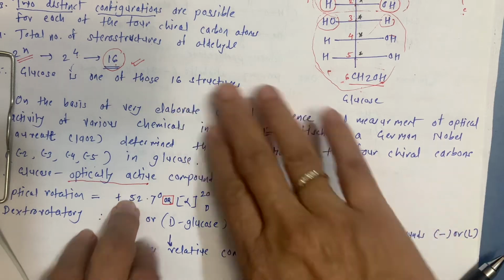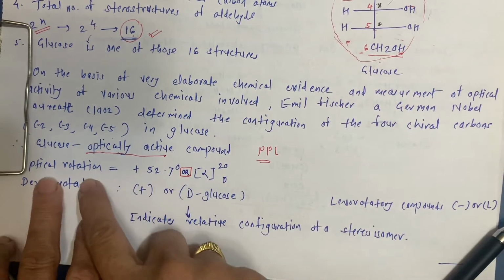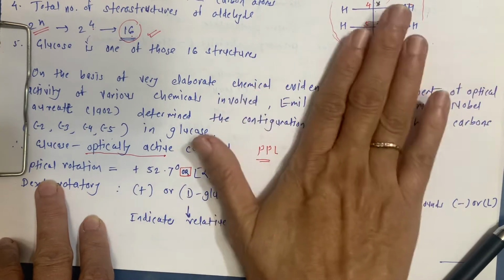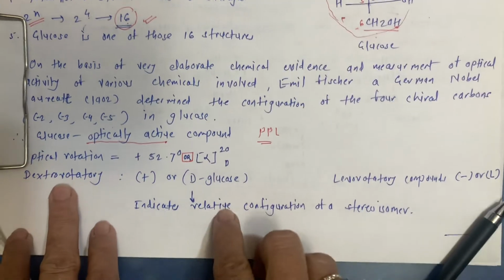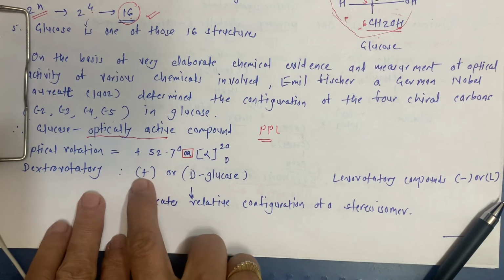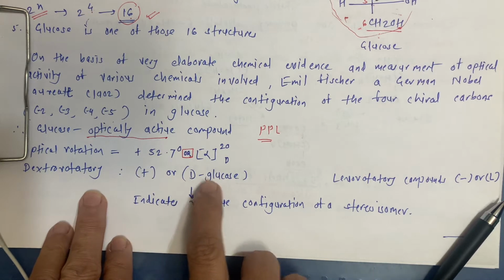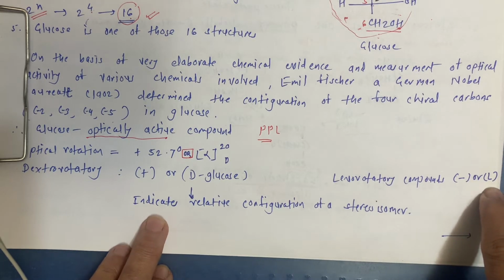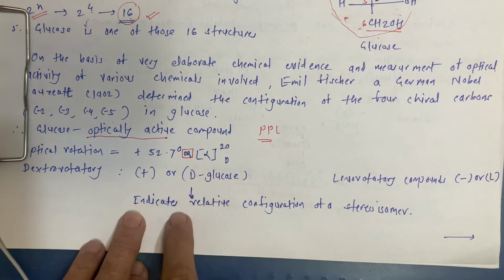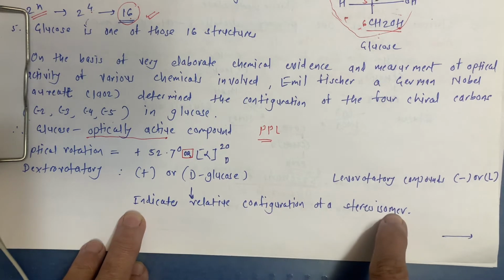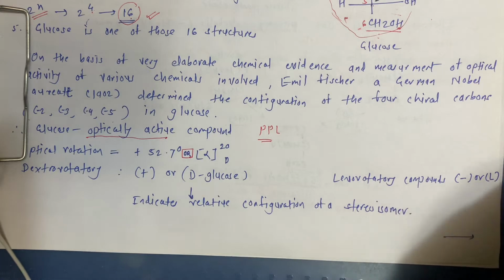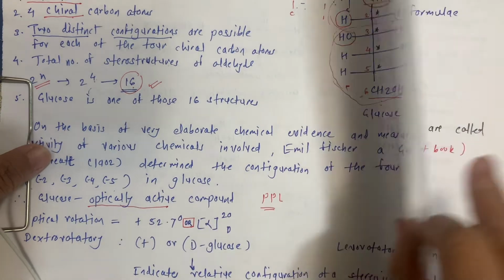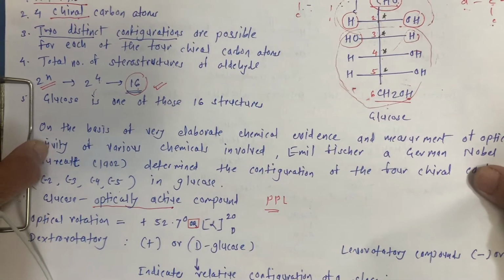Dextro and levo. In glucose, this optical rotation is positive, which is 52.7 degrees, so we mention the positive sign here. We have to write the positive sign, or we can write D glucose also. When it is levo, we can write minus or L. This D indicates the relative configuration of the stereoisomer. Next we are going to study what is D and what is L, and how to write these configurations.